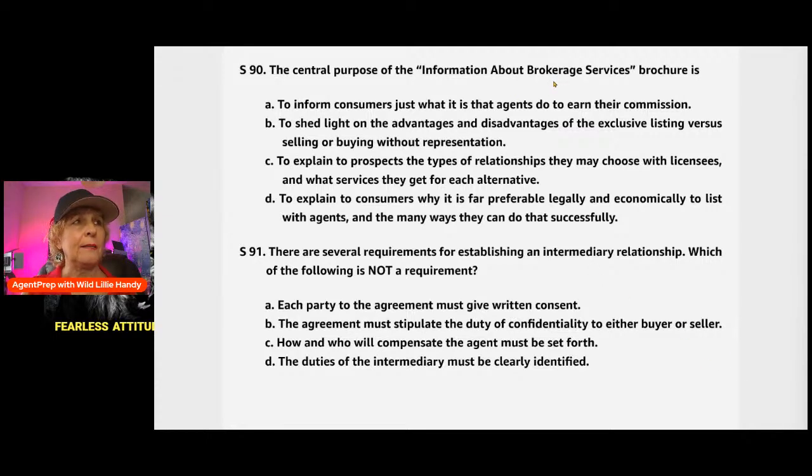So IABS, okay, it explains to prospects, somebody that we're going to be maybe working with. It also informs consumers. However, it's not to explain what we do to earn our commission. It is to inform prospects the types of relationship they may choose with licensees and what services they get for each alternative. So we can be their listing realtor, their buying realtor, or we can help them with a tenant. We would be representing them also on the buyer side.